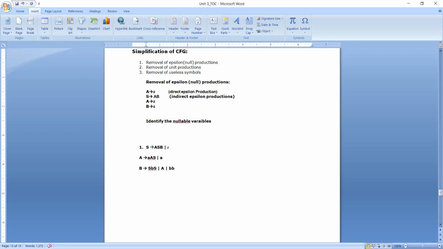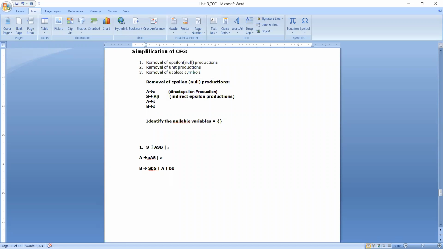Nullable variables. Okay. So please try to understand what is the first step we have to do. We need to identify what are the nullable variables. Nullable variables are those which are either directly producing the epsilon production or indirectly producing the epsilon production. Please try to understand.